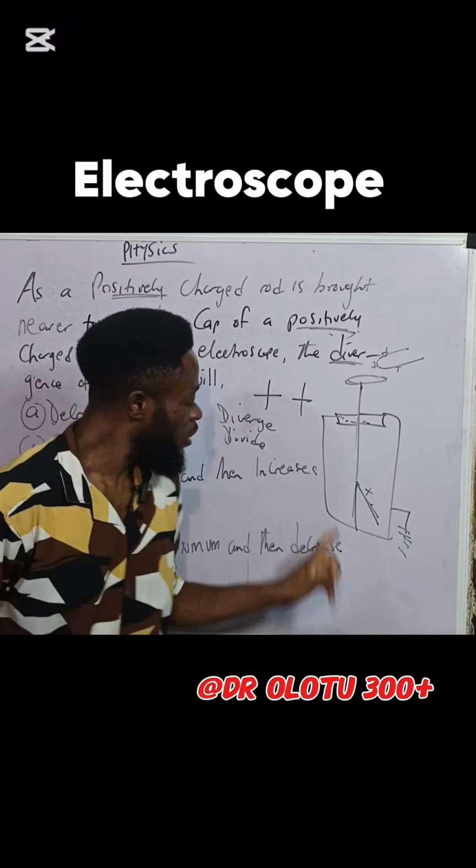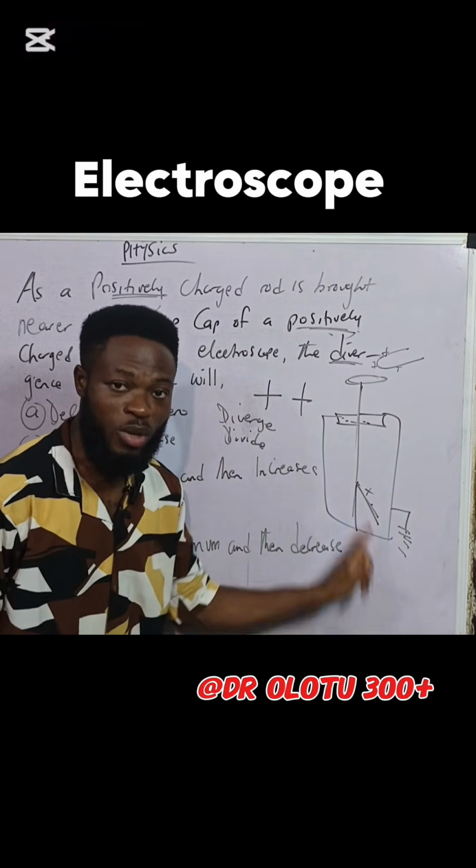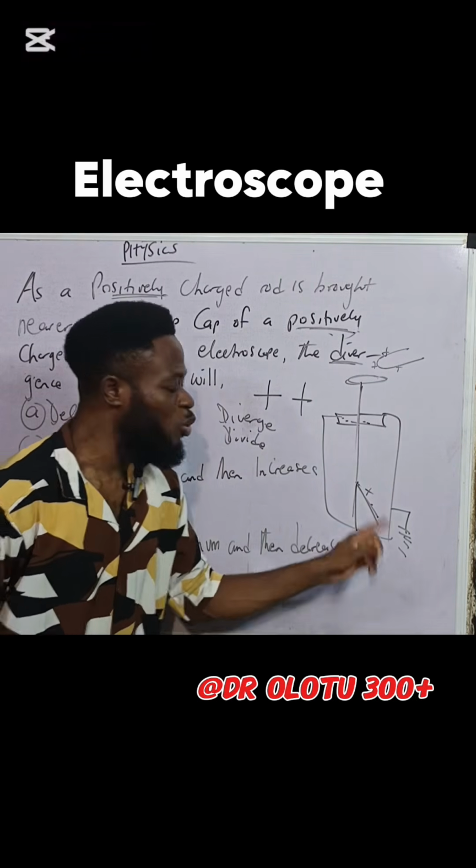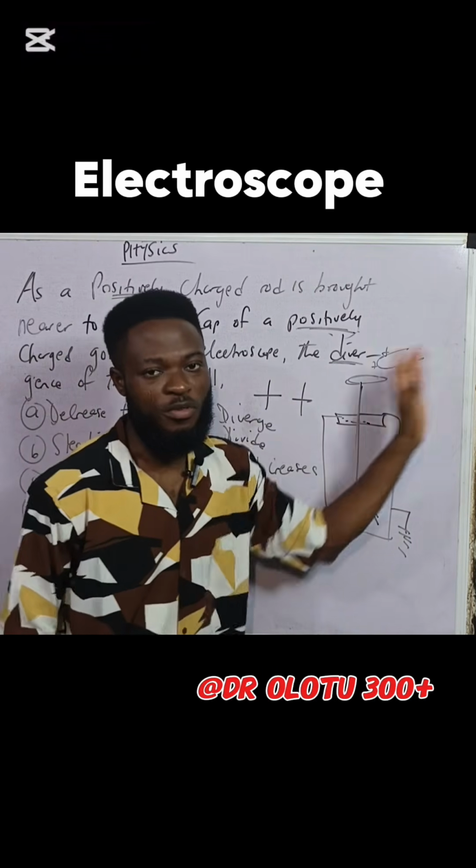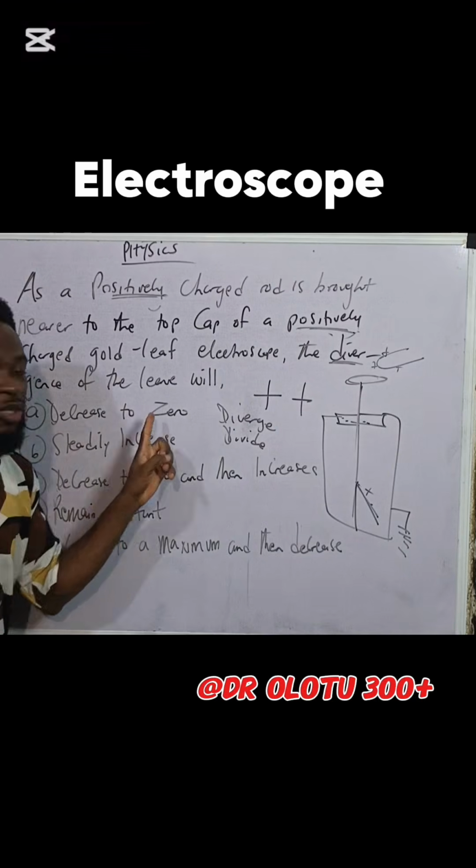The gold leaf is leaving this rod now, this brass rod. Understand? It doesn't really mean you're trying to share the gold leaf into two. You're not trying to divide in that way. You're trying to move the gold leaf away from the brass rod. So option A says decrease to zero.